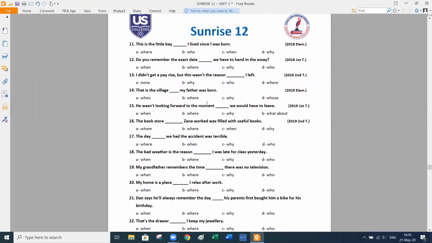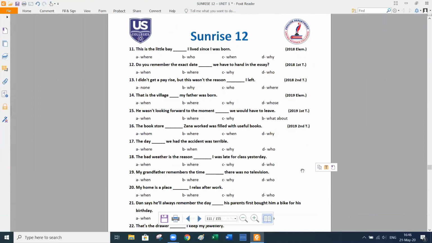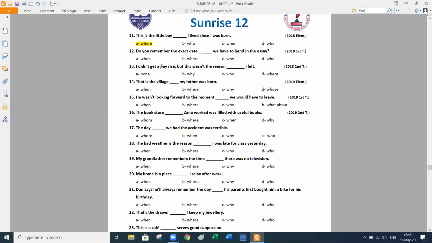And the next one. Now, I will try to hurry up a little bit, not to make the video too long. And probably I will need to prepare a second video for the rest of the grammar. So let me finish quickly. This is the little bay where I lived since I was born. Where did I live since I was born? If you ask this question, you will see that we are talking about a place, and you will simply mark A as the correct answer.